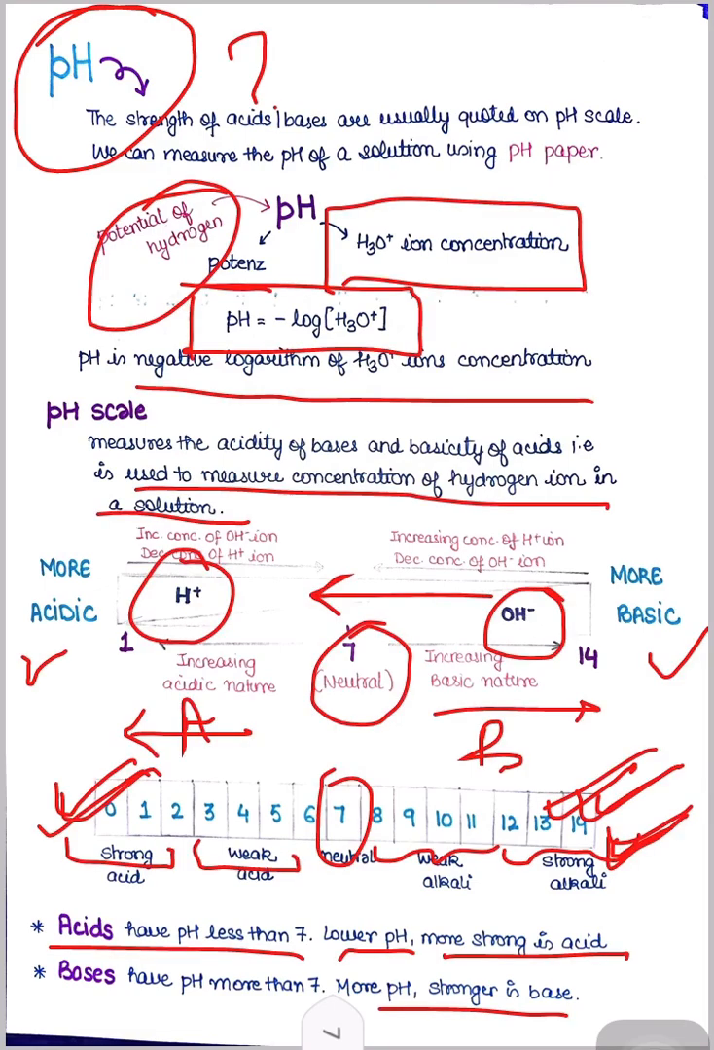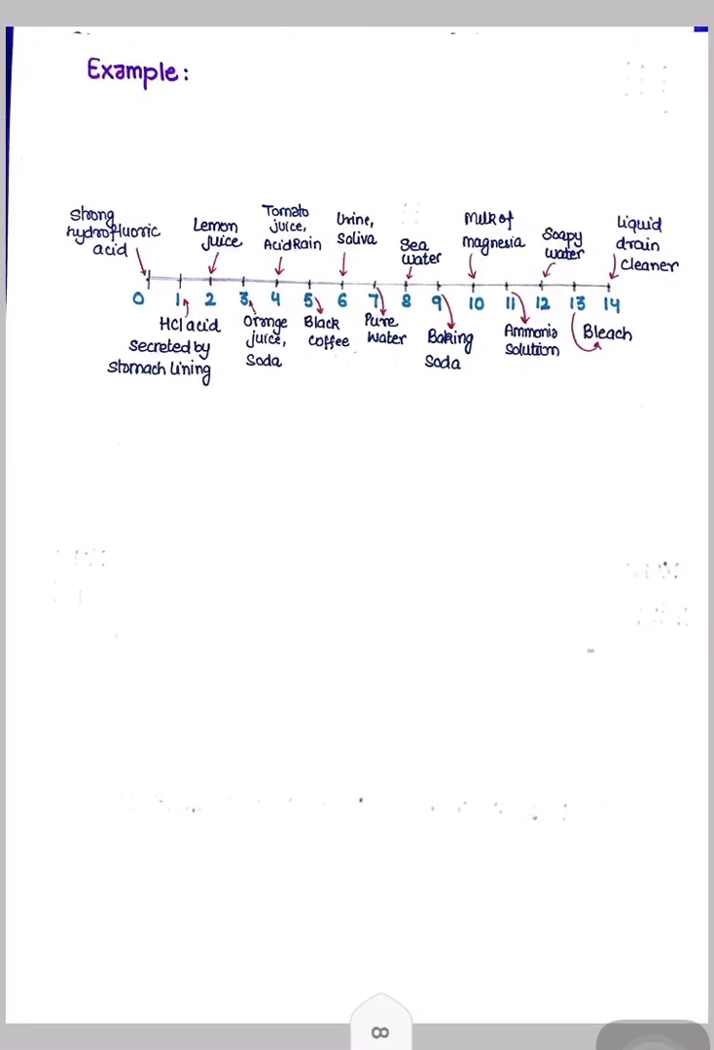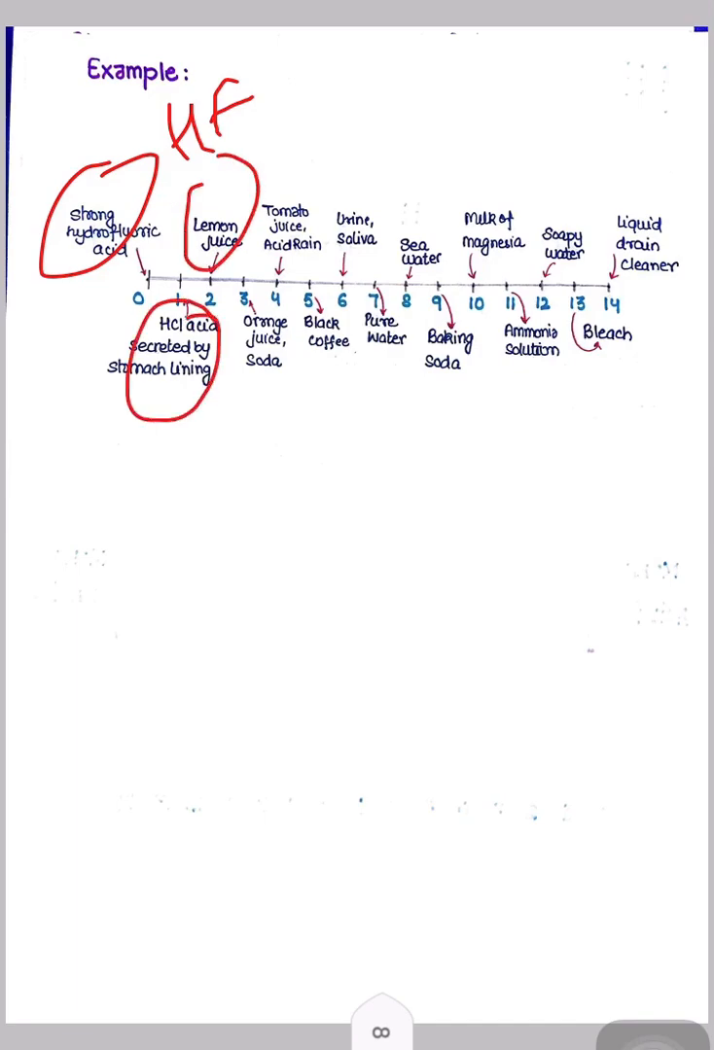So, next, examples in our daily life of pH. At 0 pH, we have a very strong acid, hydrofluoric acid, which is HF. Then at 1, HCl. Then at pH 2, we have lemon juice. Then at pH 3, soda and orange juice. Then at pH 4, tomato juice and acid rain. Rain is called acidic because of the acids present in it, and it can destroy plants.